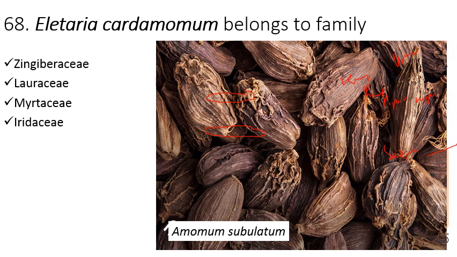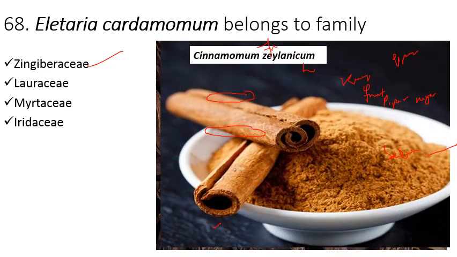The next we have this spice that is known as cardamom, large cardamom, and its scientific name is Amomum subulatum. It belongs to family Zingiberaceae, and here the part used is fruit seed. In Hindi we call it badi ilaichi.